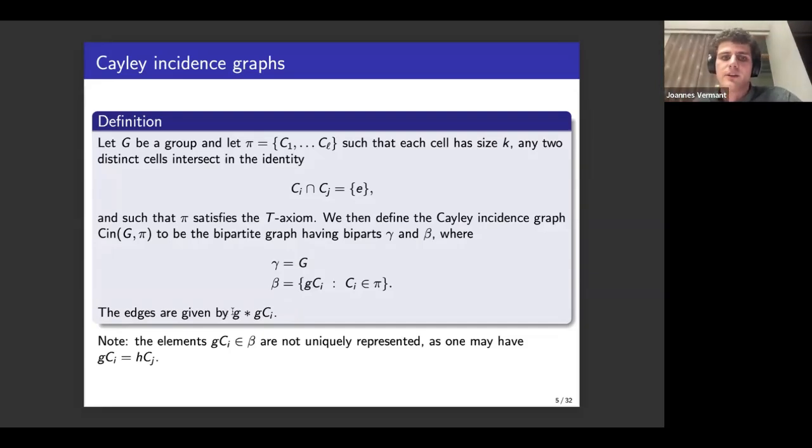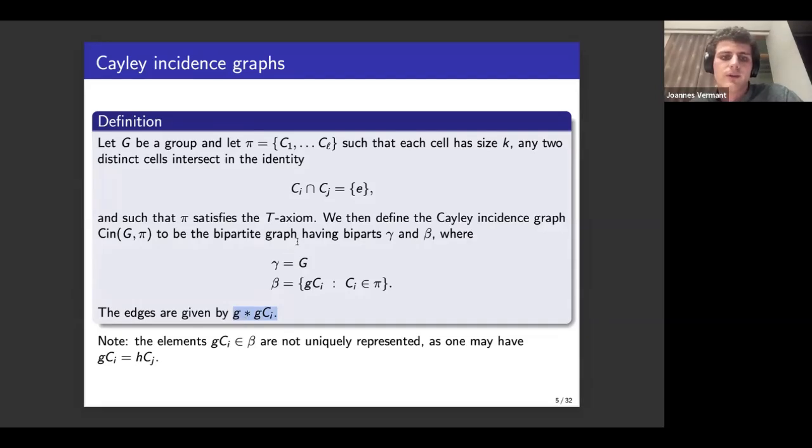And then the edges in this graph are given by: we put an edge between g and g times Ci, for any g and any Ci. It should be noted, however, that these g Ci are not uniquely represented. So it may be the case that g times Ci is the same set as h times Cj for some g, i, h, and j. So in this way, we can get edges of the form g to h times Cj, for example. But all edges are given in this form, g to g times Ci.